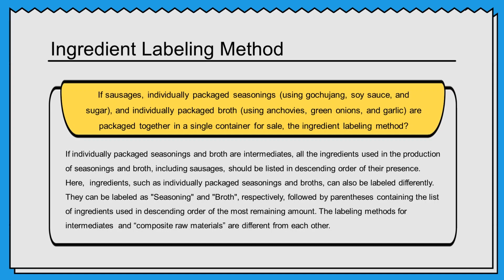Intermediates are ingredient mixtures created for the manufacturing process efficiency, while composite raw materials is a food product manufactured using two or more types of raw materials, which are reported to or declared to regulatory authorities, and are used as ingredients for other foods. Composite raw materials have distinct regulations for ingredient labeling methods.